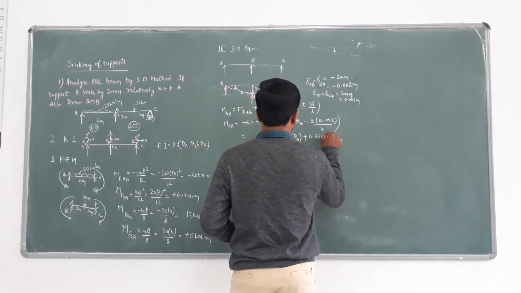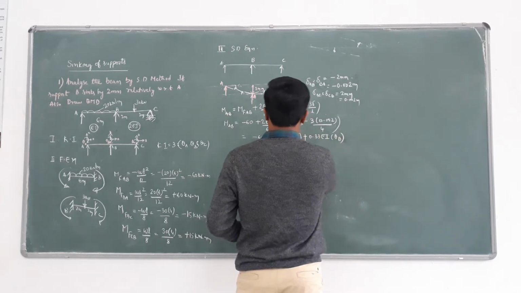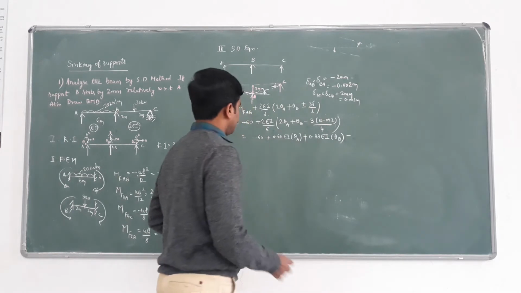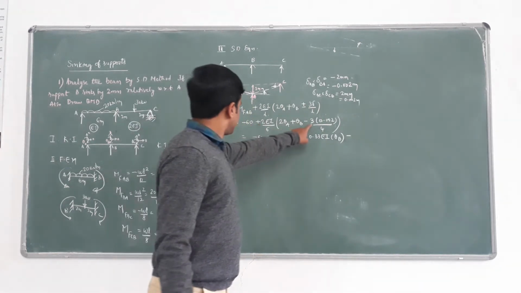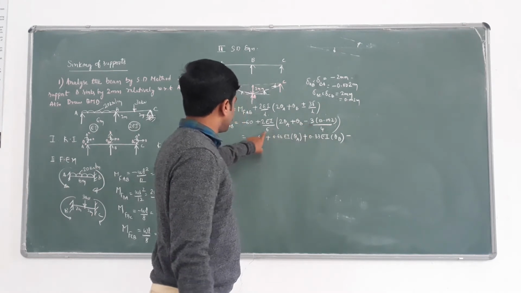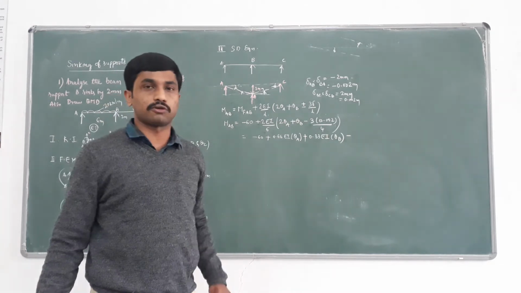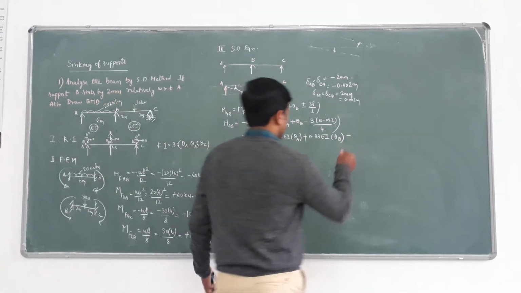0.33 EI into theta B minus, 2 into 3, 6 by 6 cancels. So 0.002 by 4, that is 0.0005.